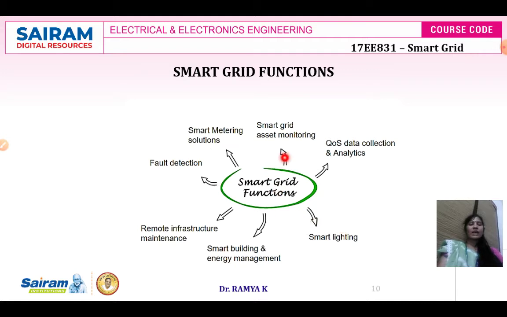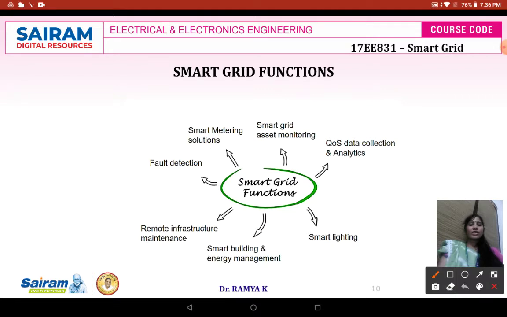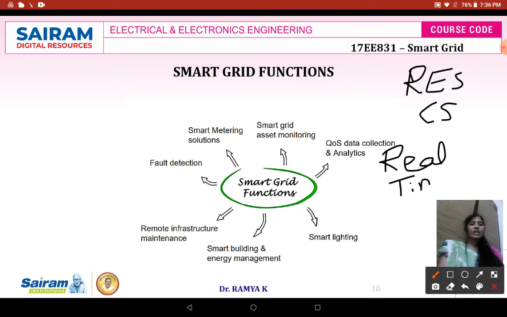So here we have smart grid asset monitoring. Smart grid in the sense is an integration of your renewable energy resources with the conventional source. When you integrate it, you have to monitor the operational data in a real time environment, that is under working environment. For this the data has to be collected from time to time, and it has to be recorded.